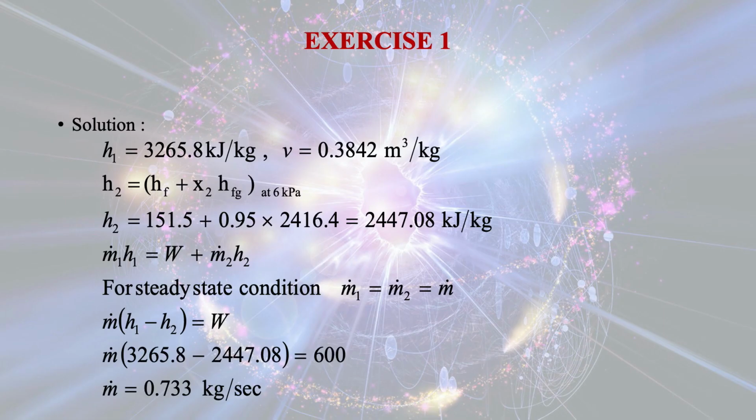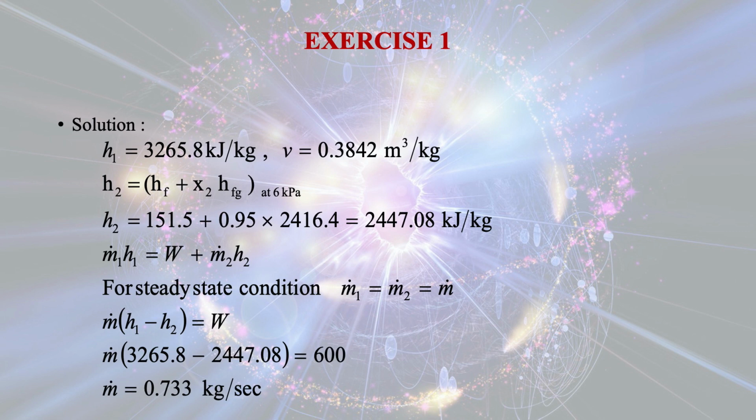Enthalpy at state 1, that is h1, we can get for this particular pressure and temperature from the steam table. So h1 is equal to 3265 kilojoule per kg. The specific volume is given as 0.3842 meter cube per kg.